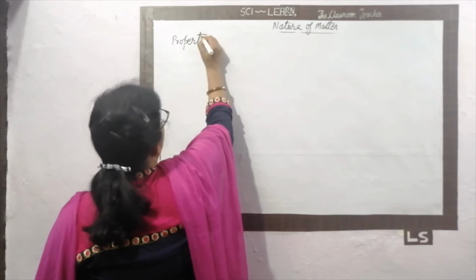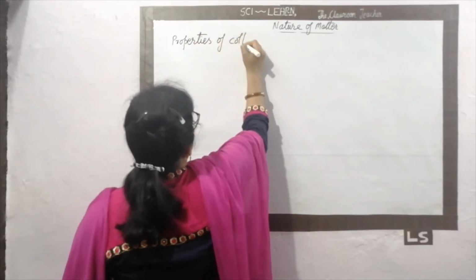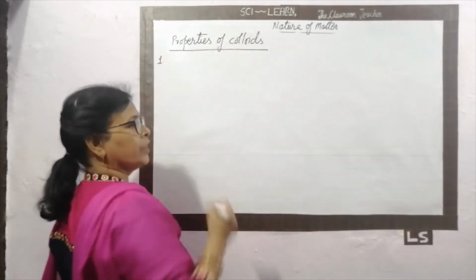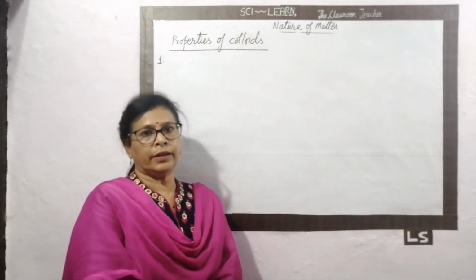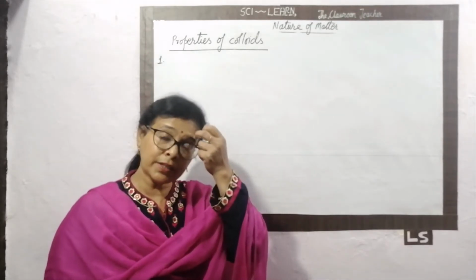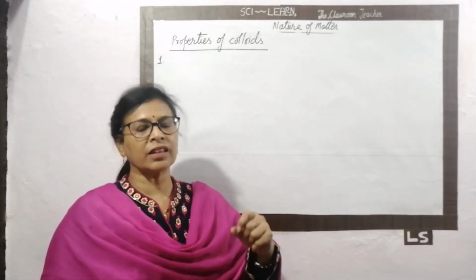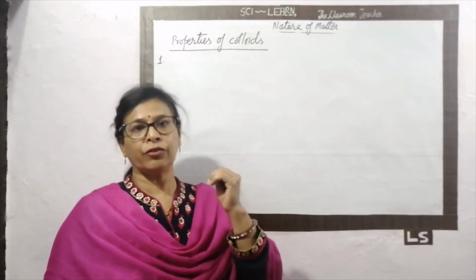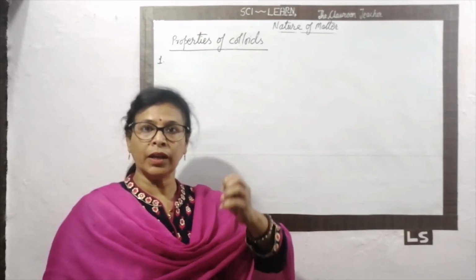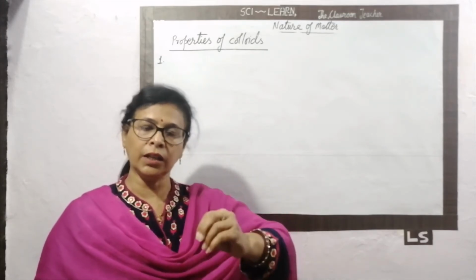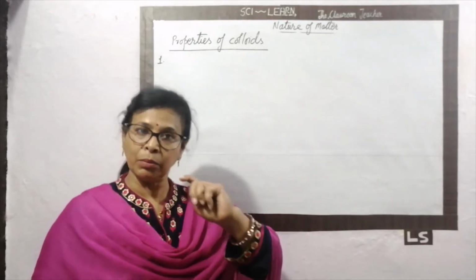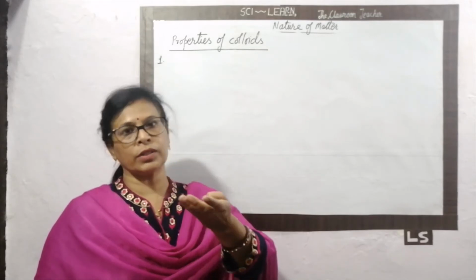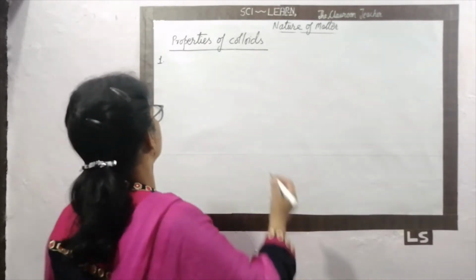Properties or characteristics of colloids. First, as I told you, all colloidal solutions are actually heterogeneous. They are heterogeneous in nature, but they strictly look homogeneous as we are unable to see the dispersed phase in the dispersed medium. We are unable to see the solid particles with the naked eye, so it looks like homogeneous, but actually it is heterogeneous in nature.